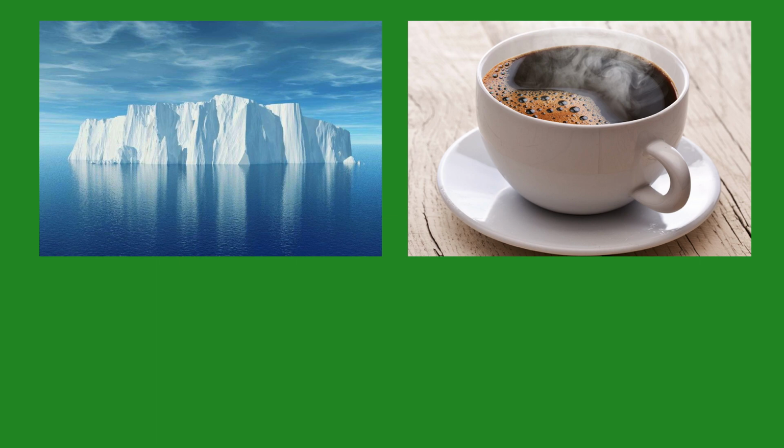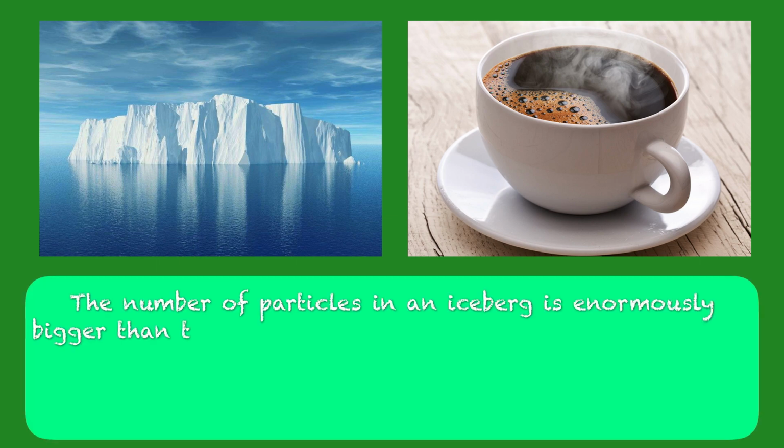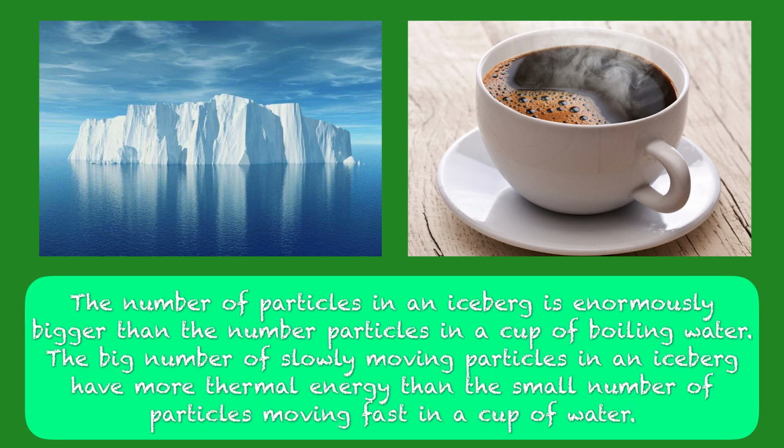If your answer is a cup of hot coffee, this means that you took the speed of particles into consideration, but you ignored the number of particles. It's clear that the number of particles in an iceberg is enormously bigger than the number of particles in a cup of boiling water or in a cup of coffee. The big number of slowly moving particles in an iceberg have more thermal energy than the small number of particles moving fast in a cup of water.